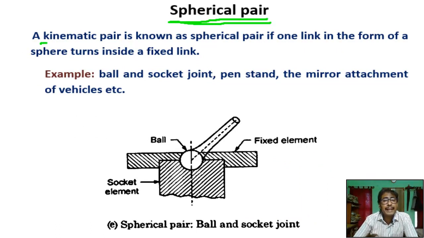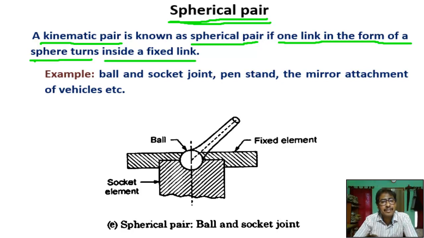What is spherical pair? A kinematic pair is known as spherical pair if, between two links, one link in the form of a sphere turns inside a fixed link. This is the example of a ball and socket joint. This is the socket element. This is link 1.